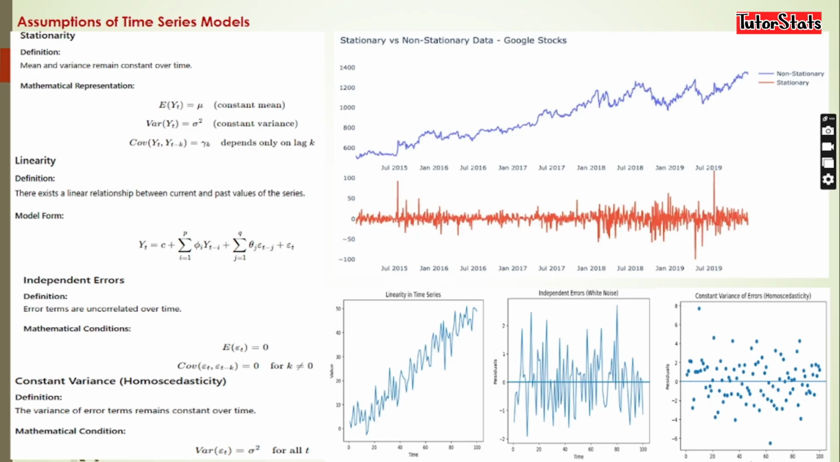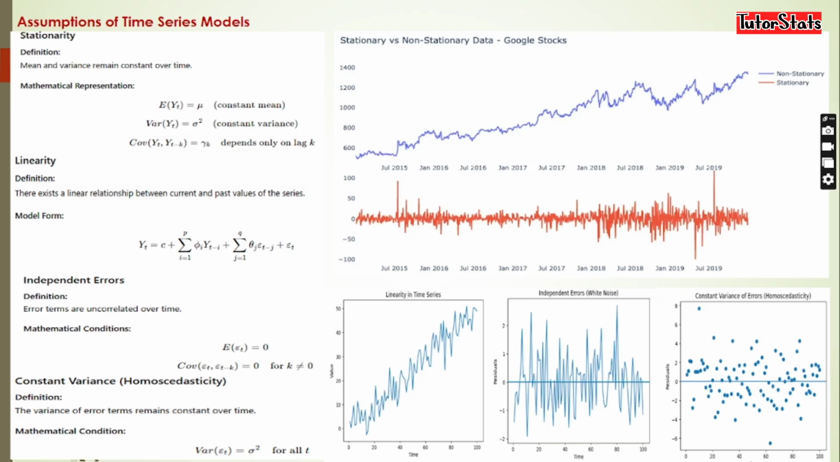Imagine you check the daily temperature in a room with AC. The temperature fluctuates but around the same average. That data is stationary. Now look at stock prices. They usually keep increasing or decreasing over time. That is why this data is not stationary. In this graph, the upper line, the stock prices, is non-stationary, and the lower fluctuating line is stationary. Most time series models work only on stationary data. So that is why the stationarity assumption is one of the most important assumptions in time series models.